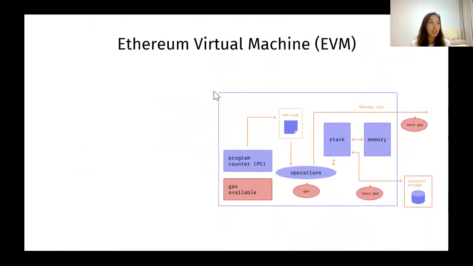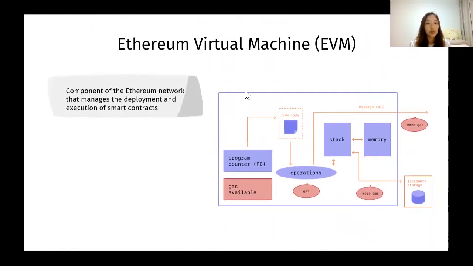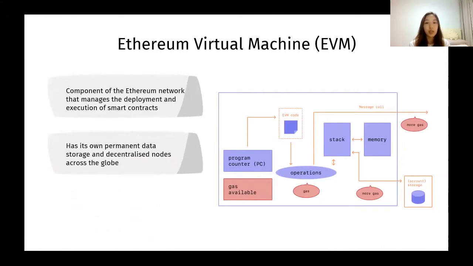So next we have the Ethereum virtual machine. So the EVM is a component of the Ethereum network that manages the deployment and execution of smart contracts. While the EVM doesn't need to be engaged for simple value transfers, it does compute updates to the network state. So in layman's terms, the EVM is a world computer with its own permanent data storage and decentralized nodes across the globe, handling millions of executable objects. So it also has a stack-based architecture, storing all in-memory values on a stack.